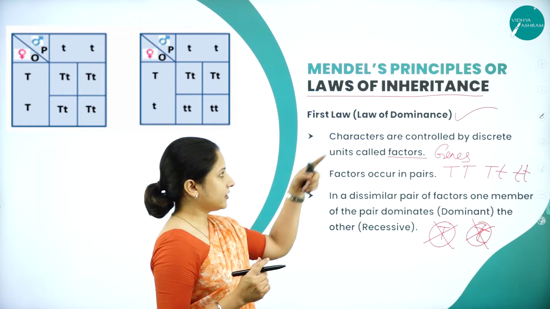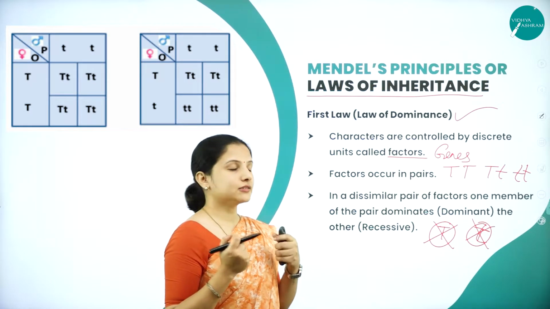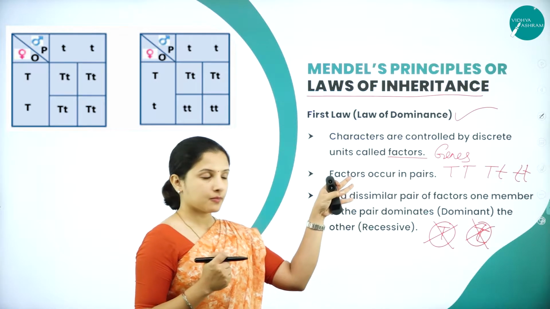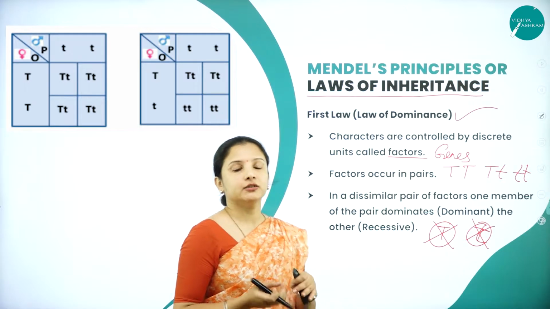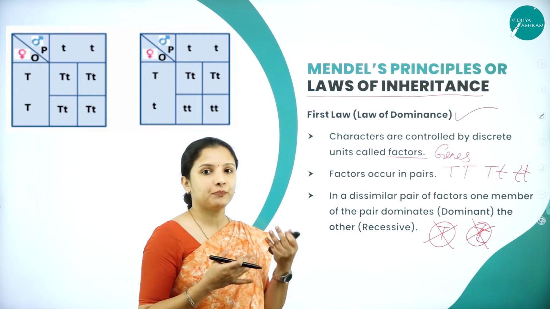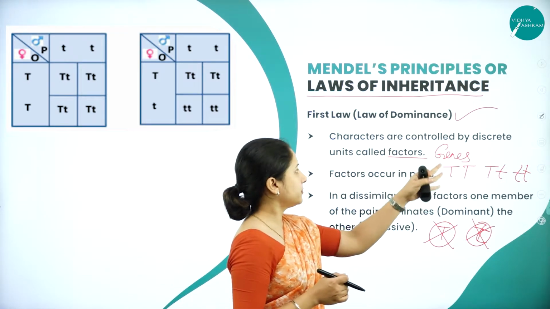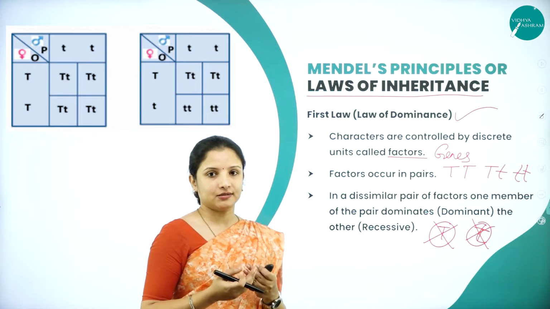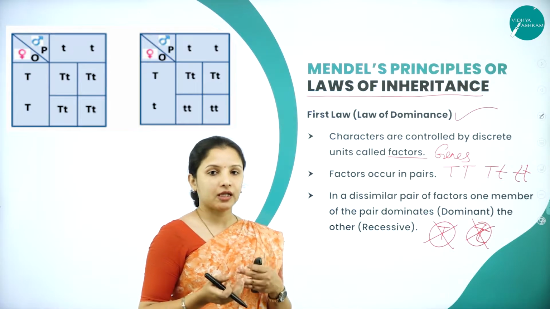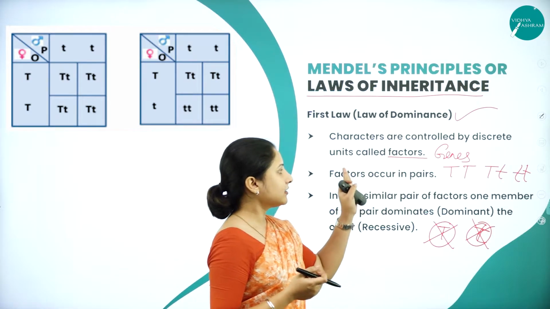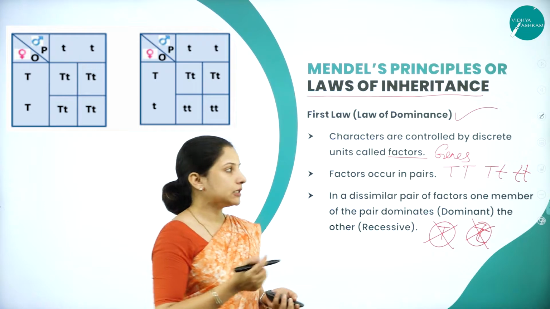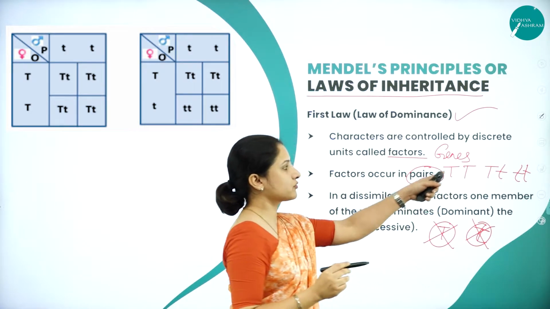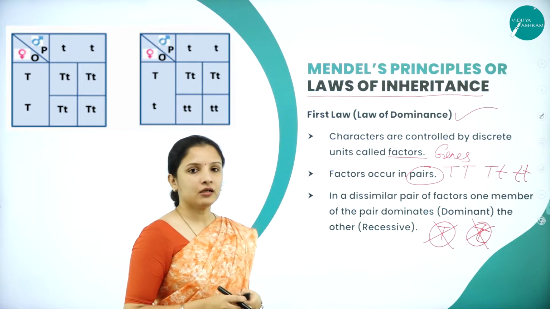So, Mendel, in his first law of dominance, put forth that the characters of an organism, in his case the pea plant, were controlled by certain units which he termed factors, and later on he gave them the name genes. And he said that these factors or genes usually occur in pairs. They never express singly. They usually appear in pairs.